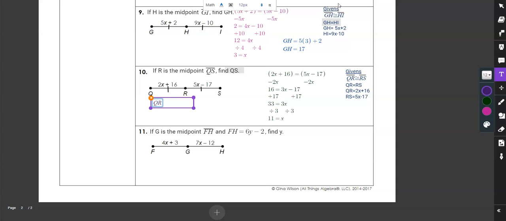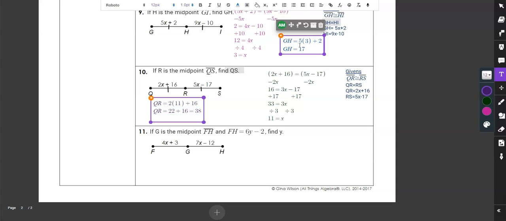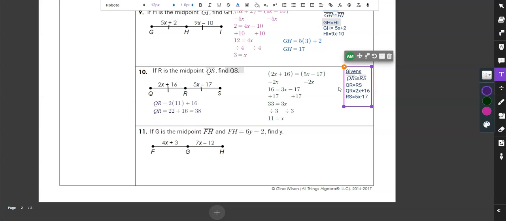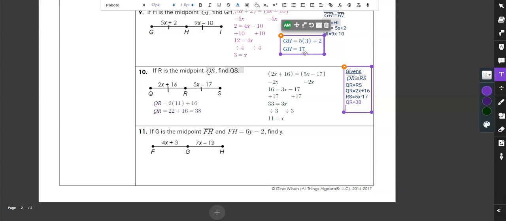QR is going to be equal to 2 times 11 plus 16. 2 times 11 is going to be 22. Plus 16, and that is going to be 38. All right, so we also know that since QR is equal to RS, and QR is 38, that means that RS is also 38. So we can say both of these things. If you want to add it to your list of givens, I'm putting it in a different color. You are welcome to do that.